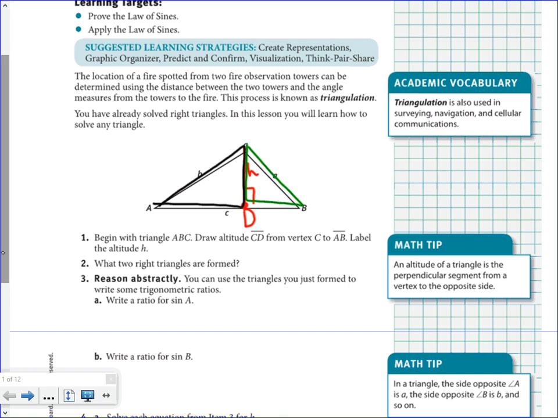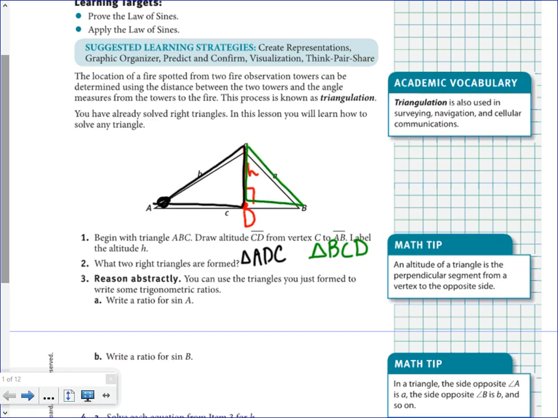What are those two? Well, the one that I traced in black is triangle ADC, and the one that I traced in green is triangle BCD. The order doesn't matter there. They were just asking you to name them. You can use those triangles that we just formed to write some trig ratios. So we're going to use our trig ratios that we were just looking at: sine, cosine, and tangent. Specifically sine of A.